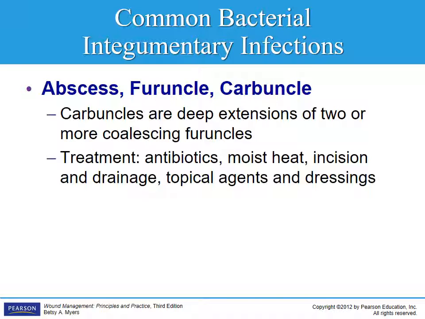So a carbuncle is a deep extension of 2 or more coalescing furuncles. So the treatment is, a lot of times the doctor will go in and do I&D, which is incision and drainage, and then they'll use antibiotics, moist heat, and topical agents such as an antimicrobial, Bactroban or Neosporin or something like that, to just get rid of the bacterial infection.